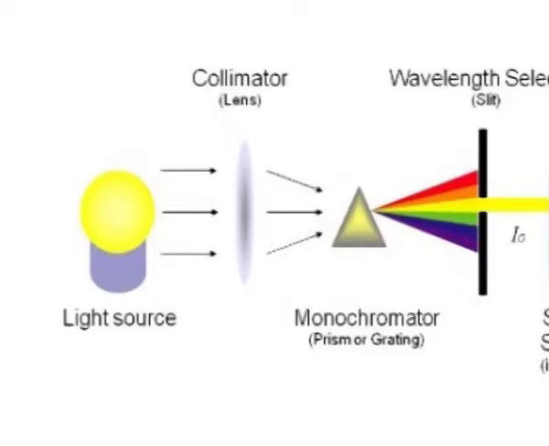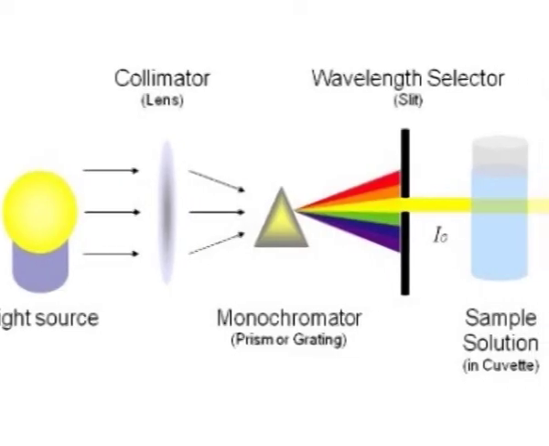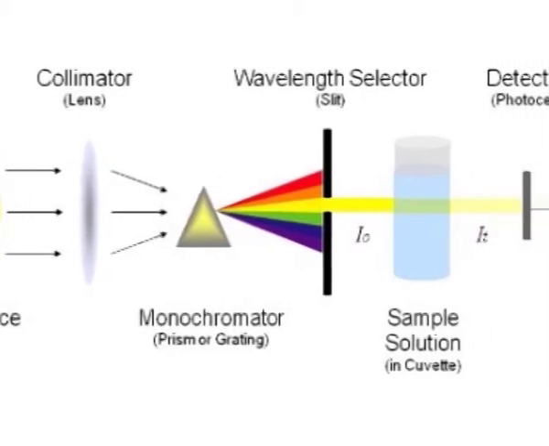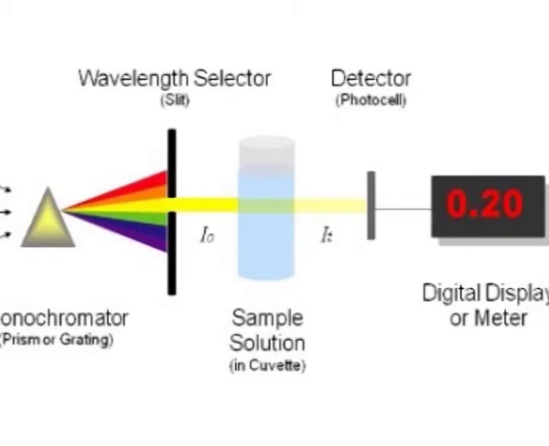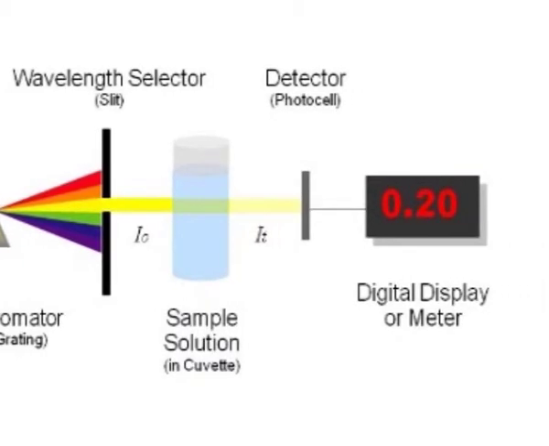Display devices. The data from a detector are displayed by a readout device such as an analog meter, a light beam reflected on a scale, or a digital display or liquid crystal display LCD. The output can also be transmitted to a computer or printer. In next module, we will see various types of spectrophotometers.